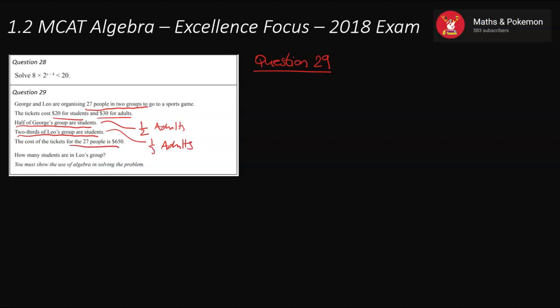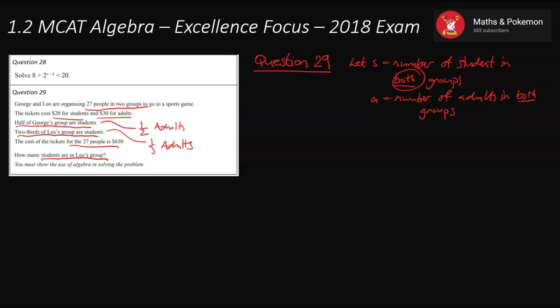The cost of 27 tickets was $650. How many students are in Leo's group? So a bit of a weird question. What we're going to do is we're going to start off with just defining our variables. So we're going to let S equal number of students. And this part's really important, both groups. We'll get to Leo and George's groups later on. And we're now going to let A equal the number of adults in both groups as well.